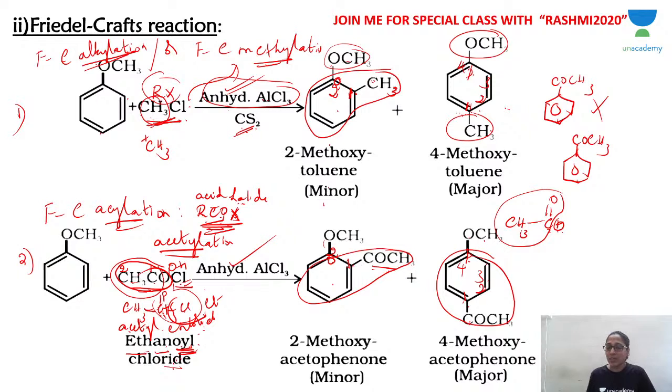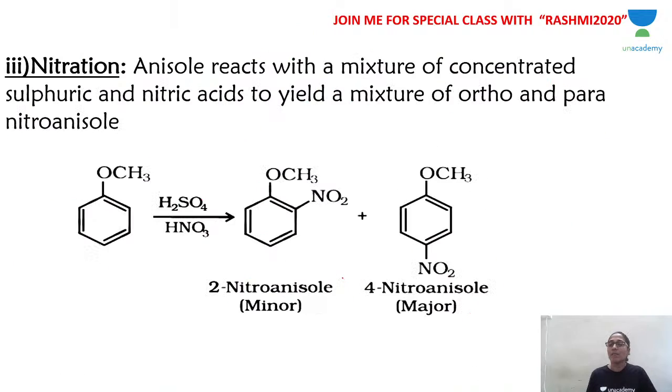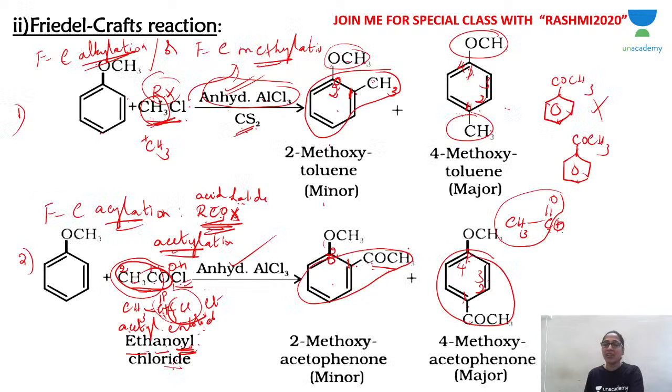When bulkier groups are at the opposite end, that will be the major product. So acylation in general, acetylation in particular, the acetyl group, that is CH3CO group, is added. When I say CH3CO group, CO's carbon is the one which is forming a bond with the carbon of the benzene ring. So that is Friedel-Crafts reaction, Friedel-Crafts alkylation and Friedel-Crafts acetylation or acylation. I hope this is clear. Both are very, very important.